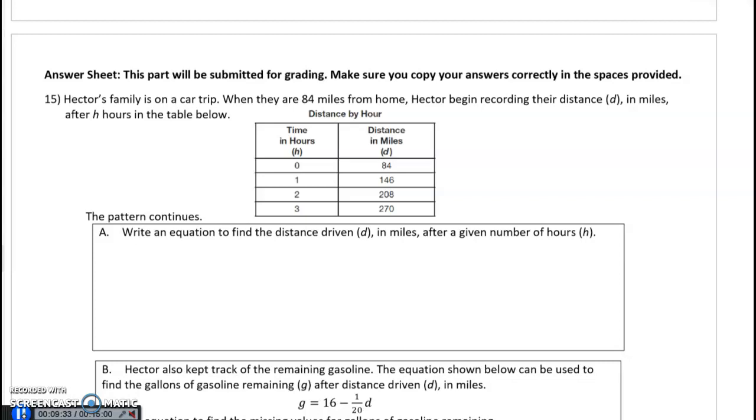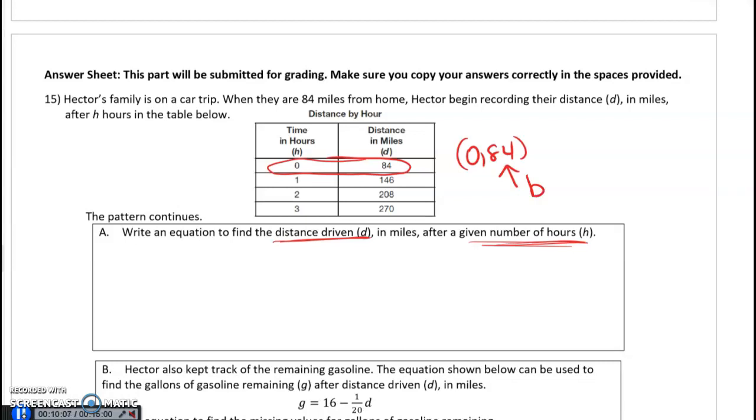So again, we want to be writing it in y equals mx plus b here, but they're using d as the distance traveled in miles after a given number of h hours. So the first thing that we still need to find is the slope and then the y-intercept. Luckily, it's really easy to find the y-intercept because we have that point (0, 84). So we know that's got to be our b value, because if it's 0 for your x value, 84 has to be your y-intercept.